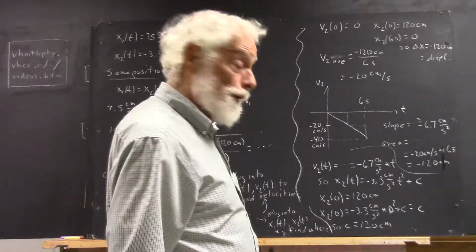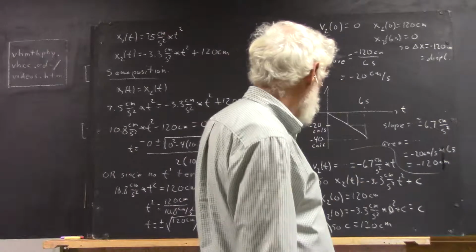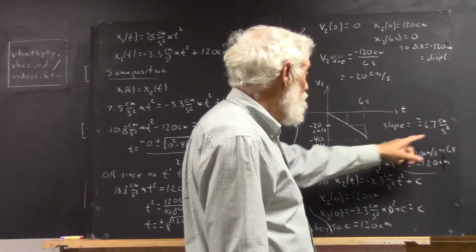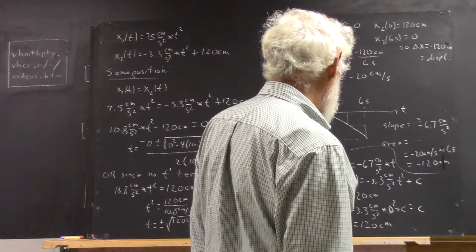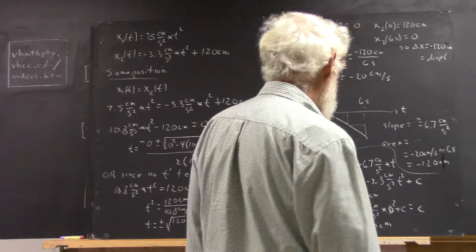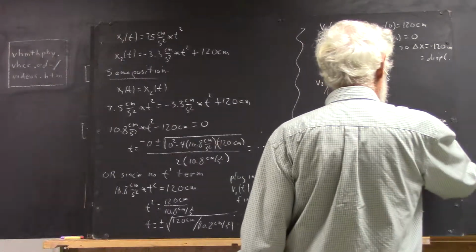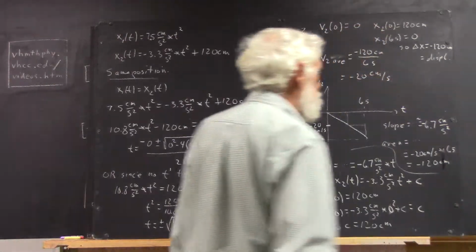Now we easily calculate the slope. Rise is negative 40 centimeters, run is 6 seconds, and that comes out to negative 6.7 centimeters per second. Now that's what I used down here, but I don't think I wrote it here, so let's be clear.